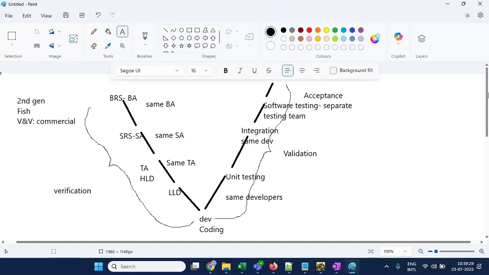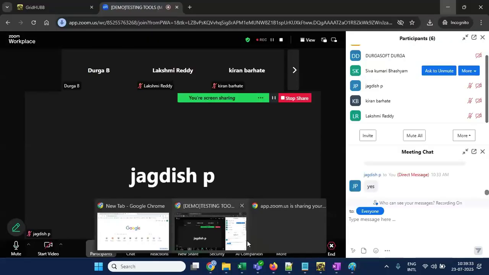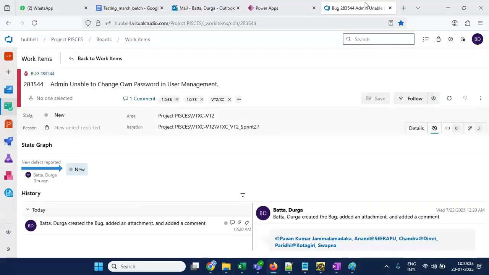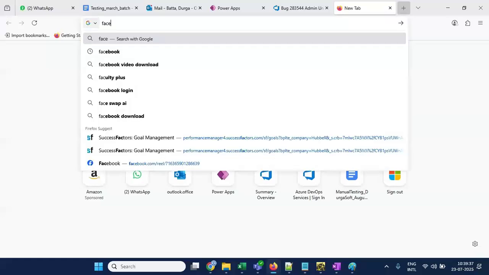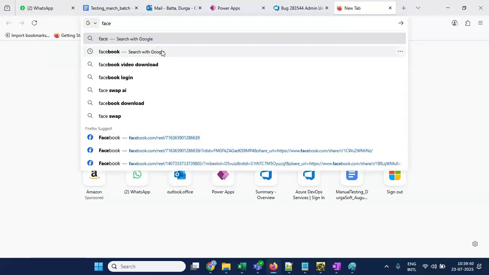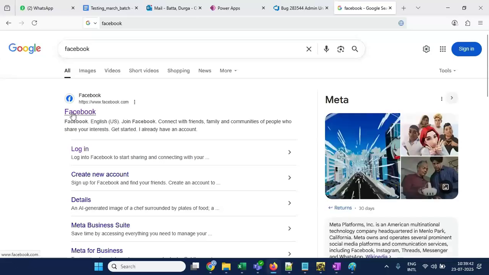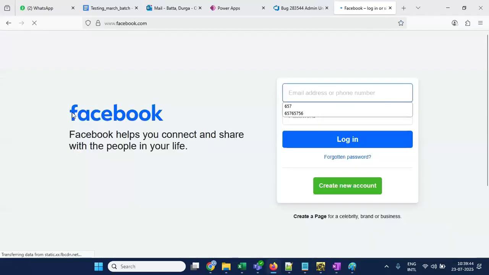Testing means you are checking the expectations of the customer. The customer will ask that the application should look like this. Say they are asking for a Facebook application. The Facebook application should have a login screen, and after successful login they are able to see their friend requests, notifications, reels, shorts, everything, whatever videos and photos they have uploaded. These are all requirements of the Facebook application. The Facebook application is intended to connect with people. That is the purpose, that is the expectation of the Facebook application.